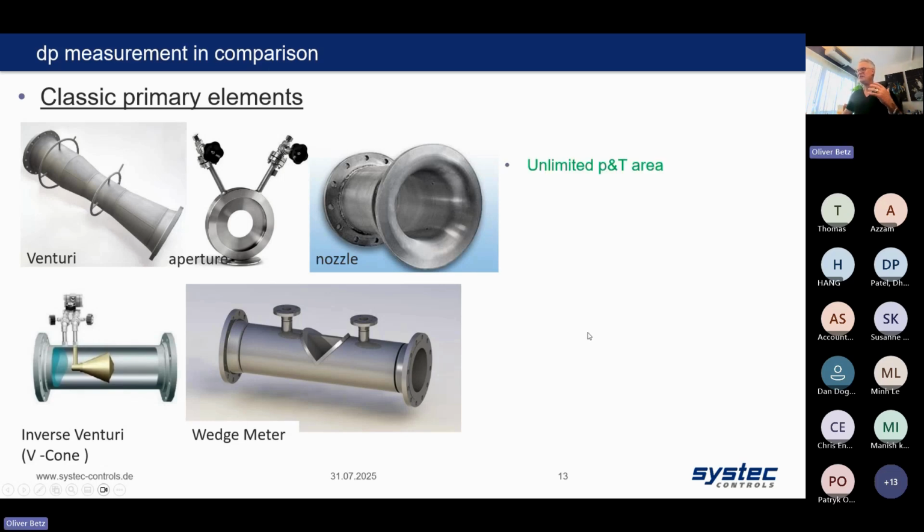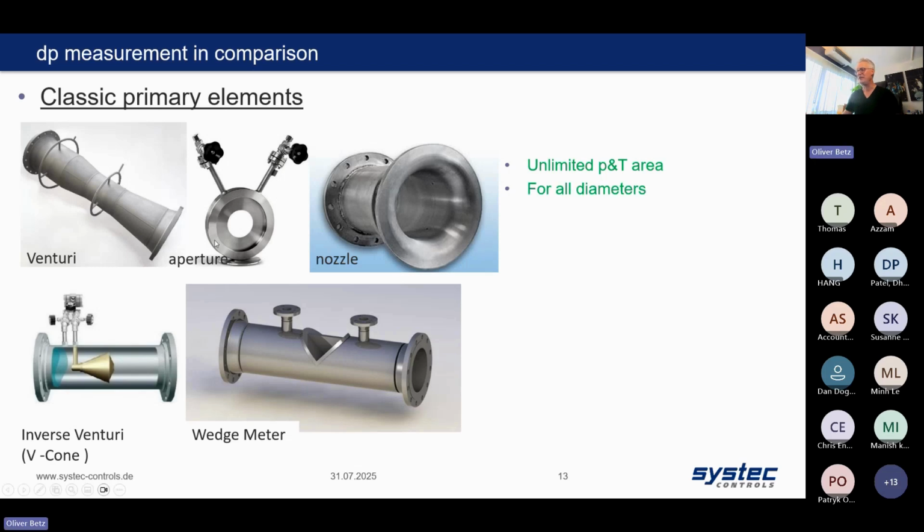Okay, what are the advantages of classical primary elements? You can manufacture them for virtually all pressures and temperatures. The question of pressure and temperature is just a question of the wall thicknesses and the material you're using. So you can use them above 1000 centigrade. You can use them for several hundred bars in the pipe. So there is no other flow meter which can be used under such circumstances.